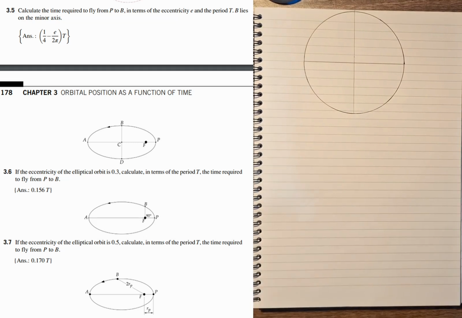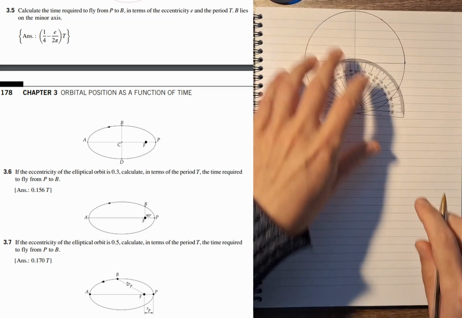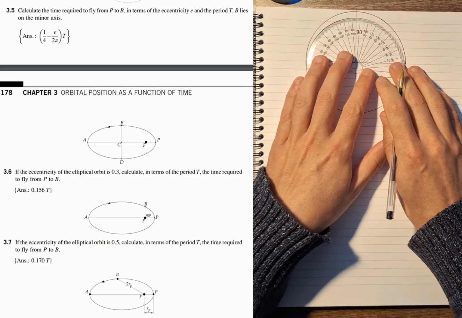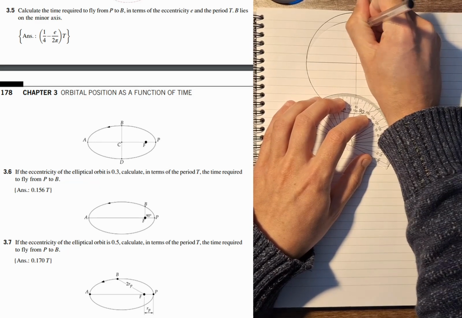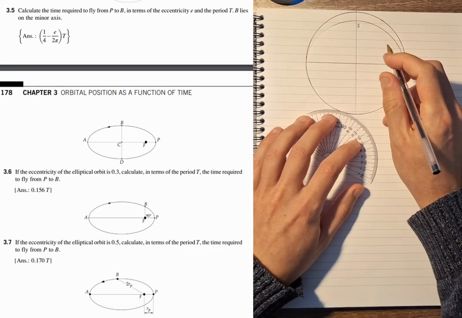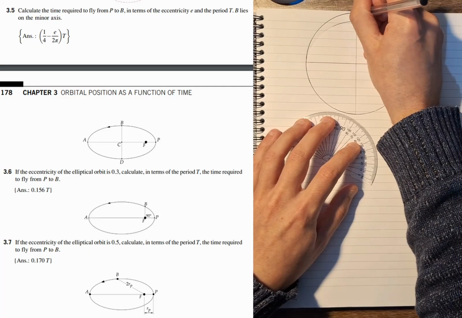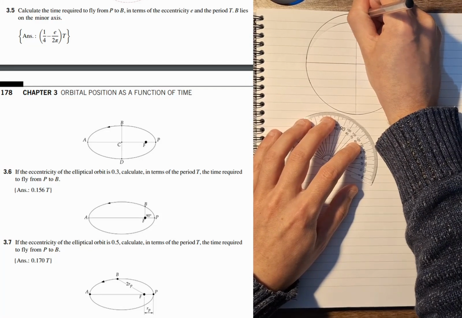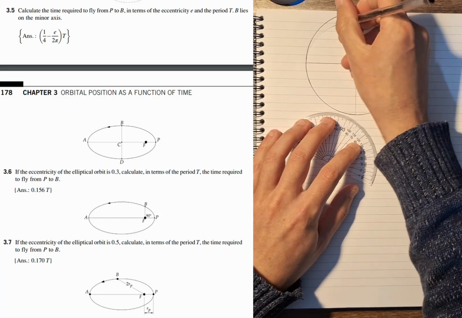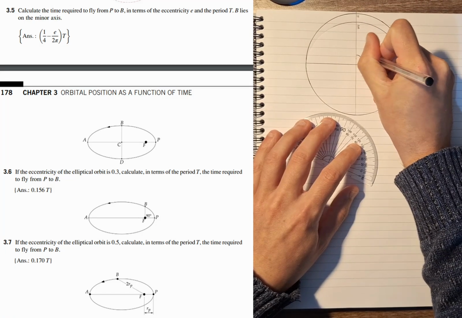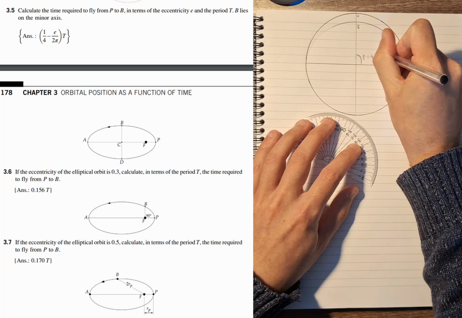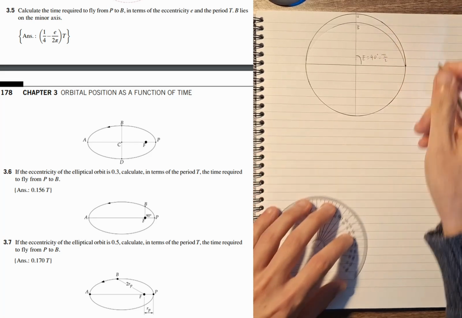So it says B lies on the minor axis, which is here. Oh, sorry. I'm going to draw the rest of the orbit. So there is B, and the way we draw our calculations is to put the Q at the point above B, so it's there, and so that means that is E, which is 90 degrees, which is pi over 2.